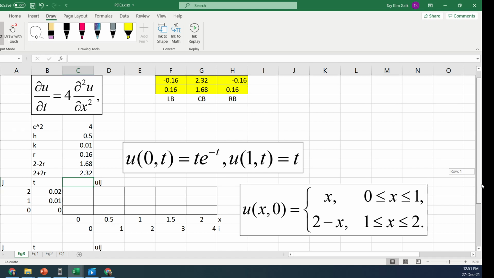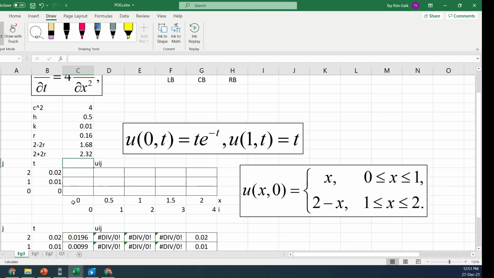Later on, we draw the grids, x from 0 to 2, and then solve for u up to t equal to 0.02 with increment 0.01. Given the initial condition u(0,t) equal to t times exponent negative t, here I can put t times exponent negative t, which is B14. On the right-hand side, this is a typo. This is u(2,t) equal to t, so equal to t here.